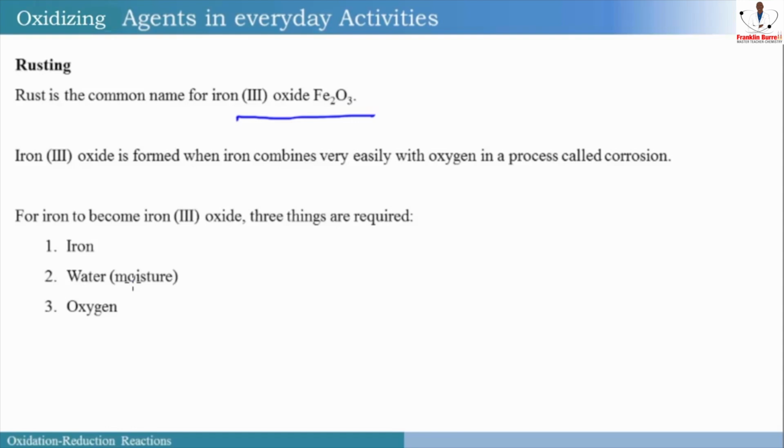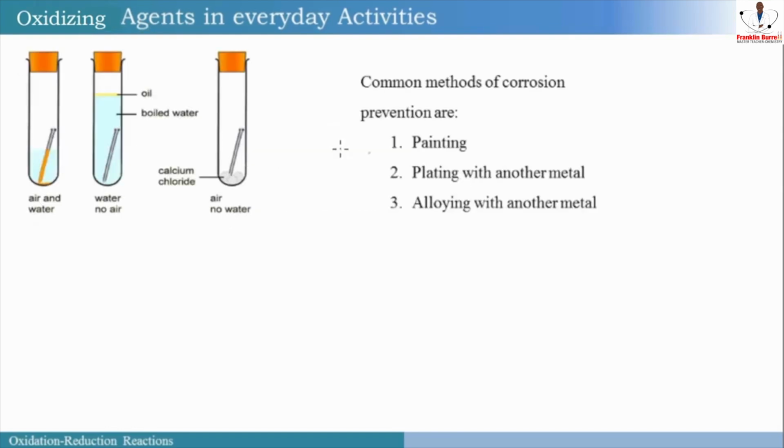Let's look at a simple experiment. Here we have our apparatus set up. And in test tube 1, we have air and water, along with our iron. So you'll see that the rusting, the browning is taking place here. That's your rust. And as you can see, it is flaking off. So this is something that we'll discuss shortly.